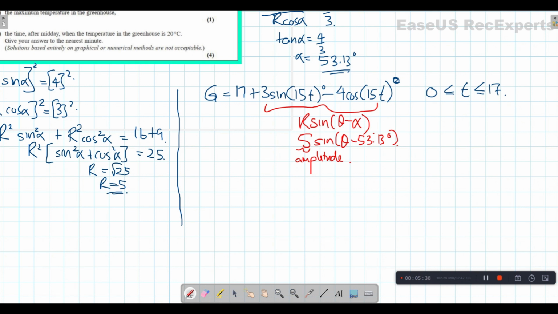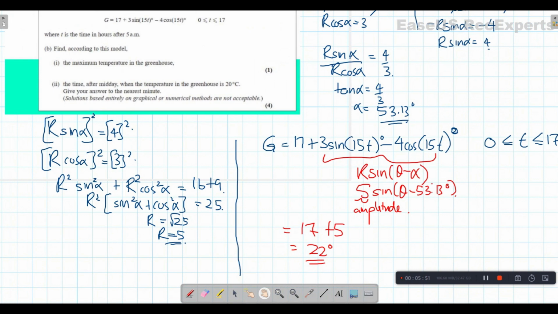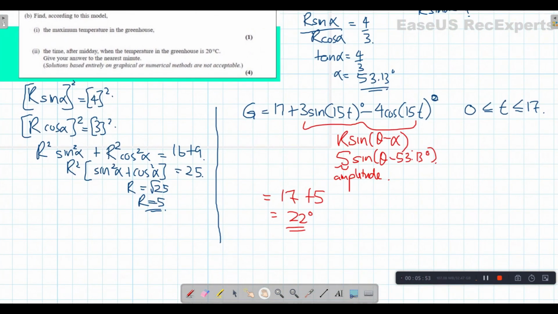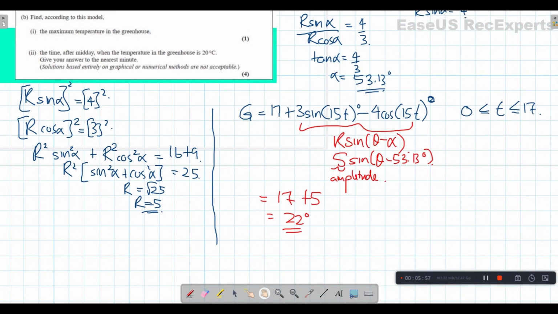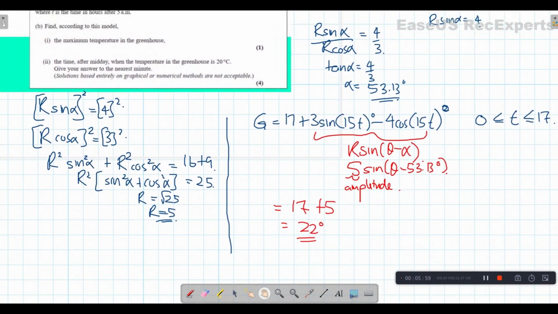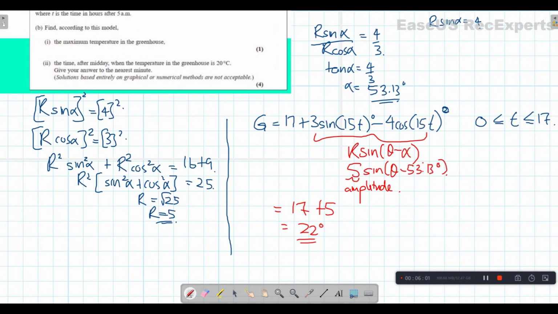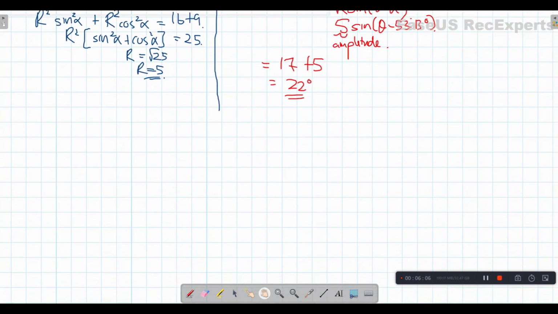So therefore your g at the maximum becomes 17 plus 5, and the answer is 22 degrees. Okay, that's the highest temperature that you can go in the greenhouse. Okay, next, the time after midday when the temperature in the greenhouse is 20 degrees. Time after the midday when the temperature is 20 degrees.